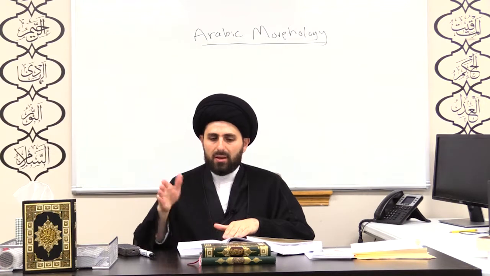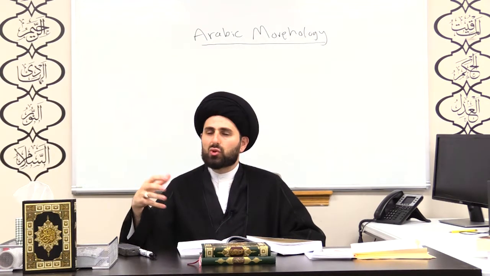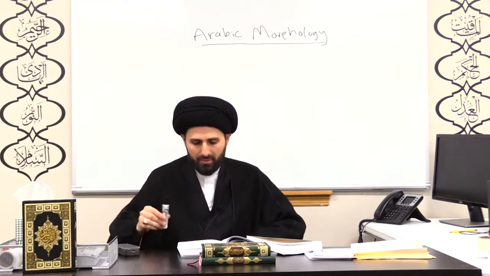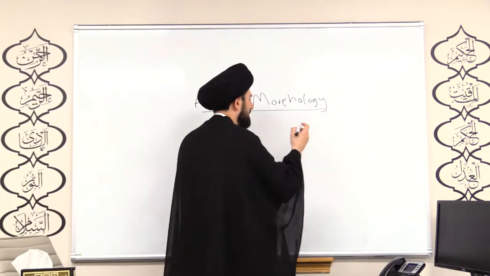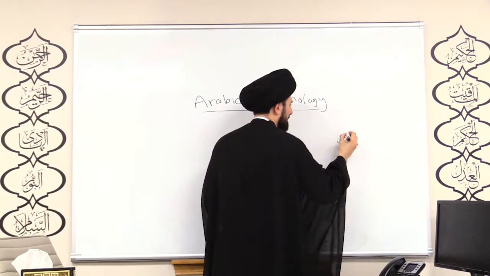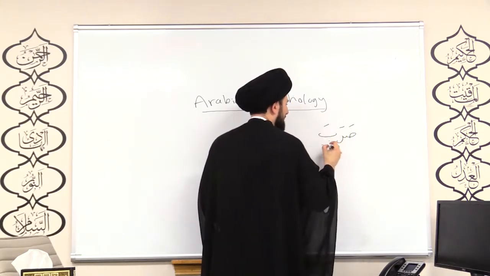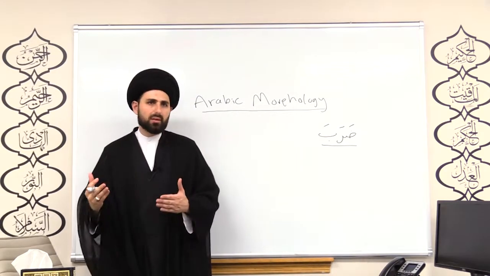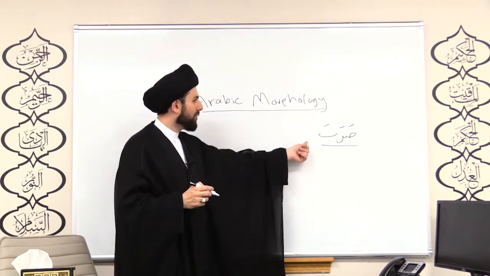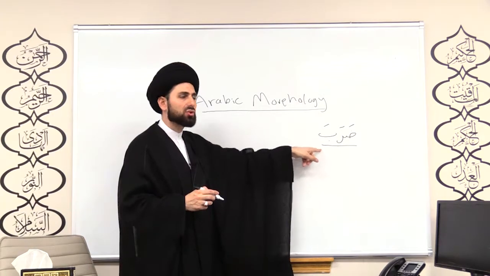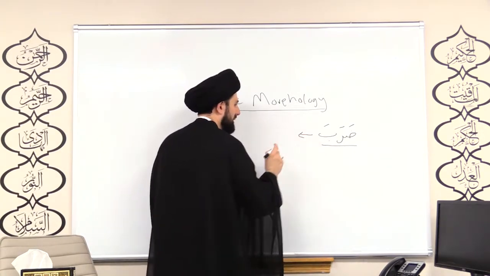Basically, in order for us to make a present tense verb, you start with a past tense verb. Fi'l al-madi. So let's look at the word ضرب. That is the past tense verb, which means to hit. So when you make it past tense, it's hit. He hit, she hit.